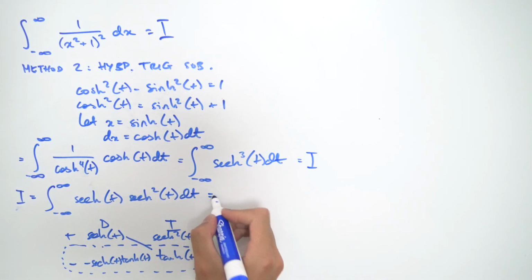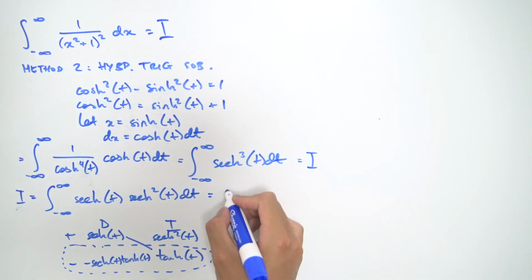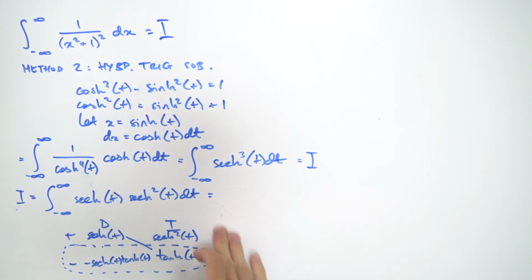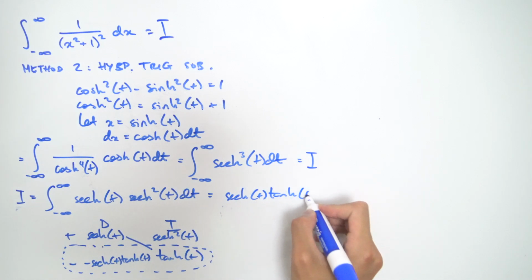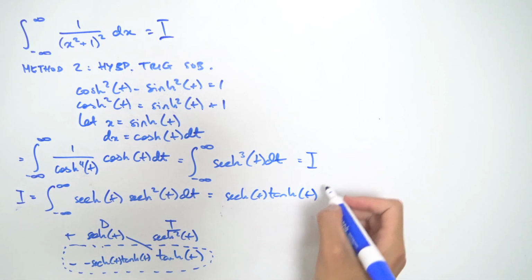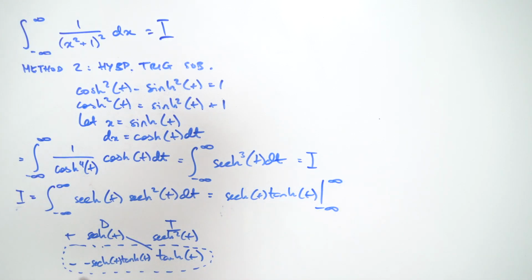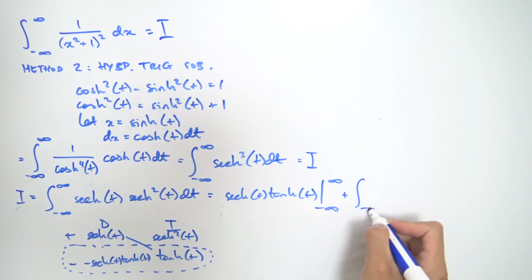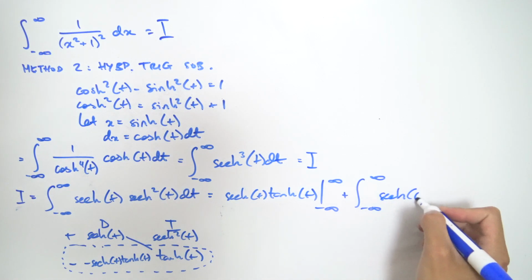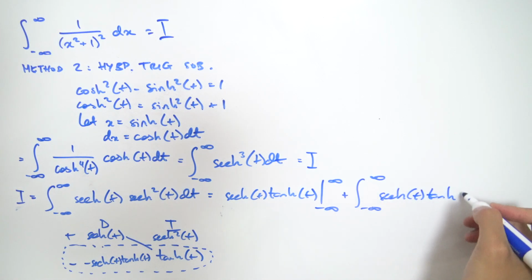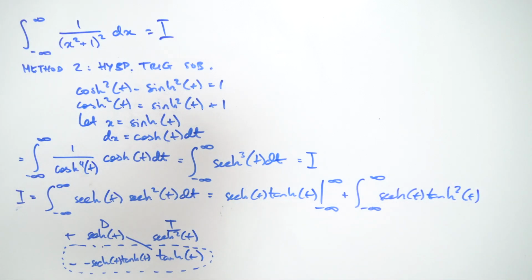So this I now becomes sec times tan, so let's write it like this: sec of t times tan of t, and we're evaluating this from minus infinity to infinity. And then the second row of this table is going to give us another integral. Notice we have a double negative, so that's going to be a plus the integral from minus infinity to infinity of, well, we have a sec and then 2 tan, so that's going to be sec of t and then tan squared of t, like so.